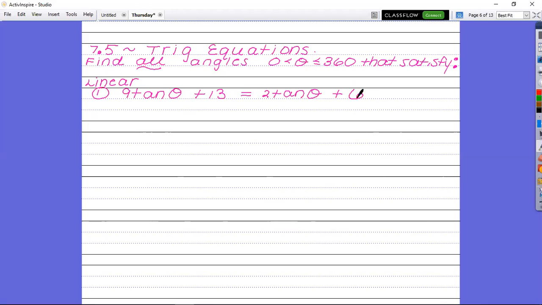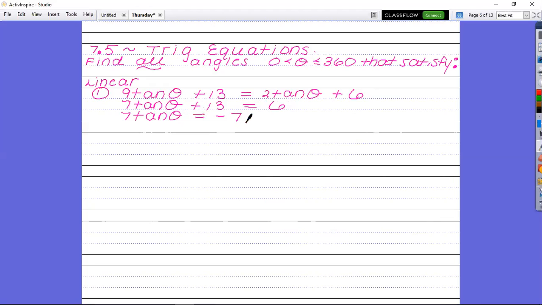And here's how I want you to think of this. Pretend that this equation says 9x plus 13 equals 2x plus 6, and solve accordingly. So what would I do in that capacity? I would move my 2x to the left, so I'm going to do the same thing here. Minus 2 tan theta would give me 7 tan theta plus 13 is equal to 6. Minus 13 from both sides would come next.